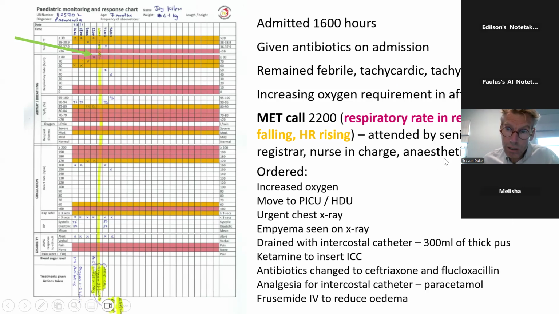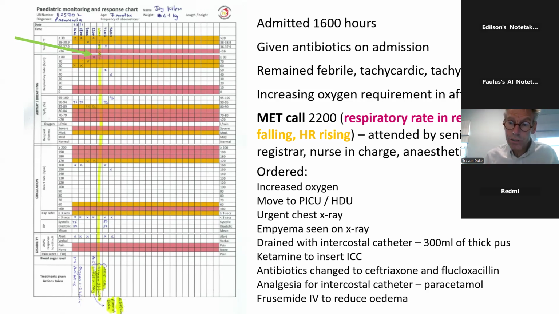So clearly the reason for this child's deterioration, she did have pneumonia, the diagnosis was right, but it wasn't the only thing that she had. She also had an empyema, and that was seen on the X-ray. That was drained by an intercostal catheter overnight, on the ward, and 300 mils of thick pus.